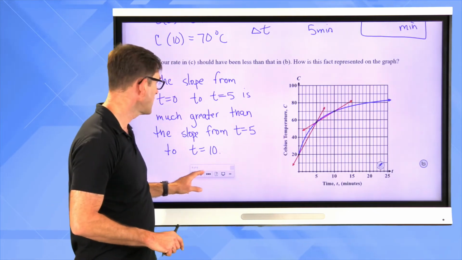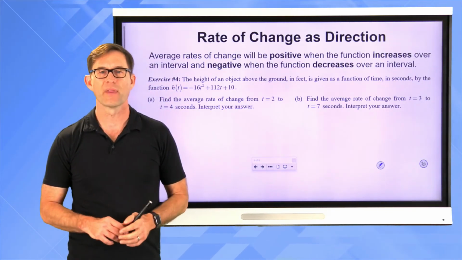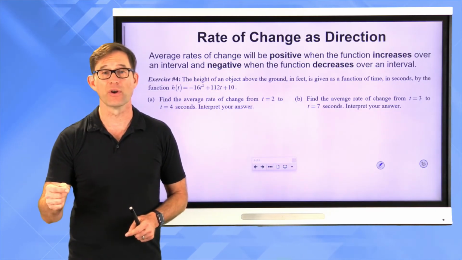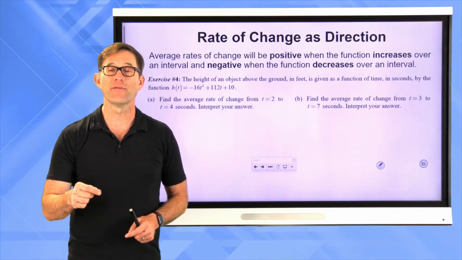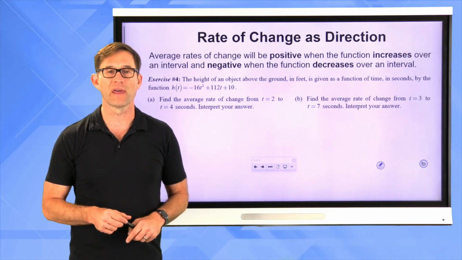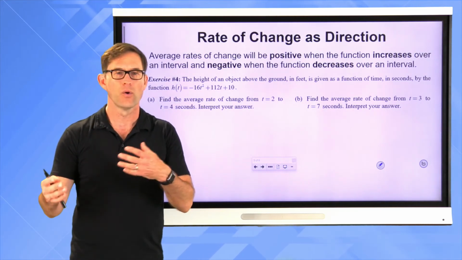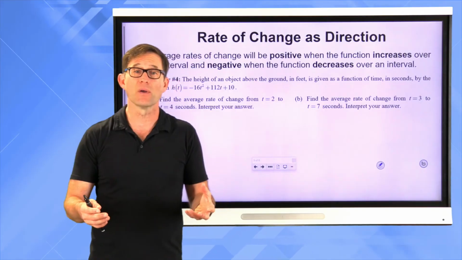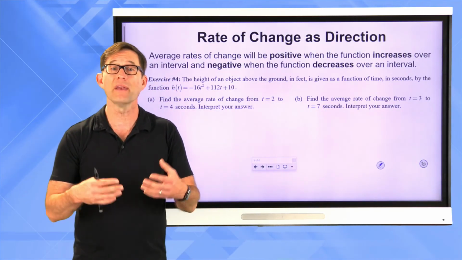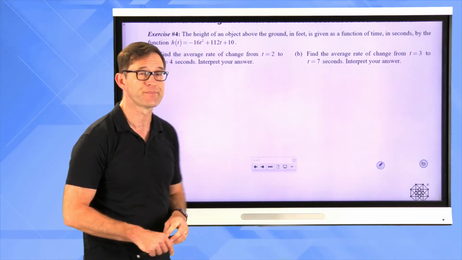All right, let's take a look at one last problem. Rate of change as direction. Average rates of change will be positive when the function increases over an interval and negative when the function decreases over an interval. So far we've only been looking at average rate of change in terms of increasing quantities, and that's where it often occurs. But sometimes we also have quantities that decrease, and in that case the average rate of change will be negative. So let's take a look at that in exercise number 4.